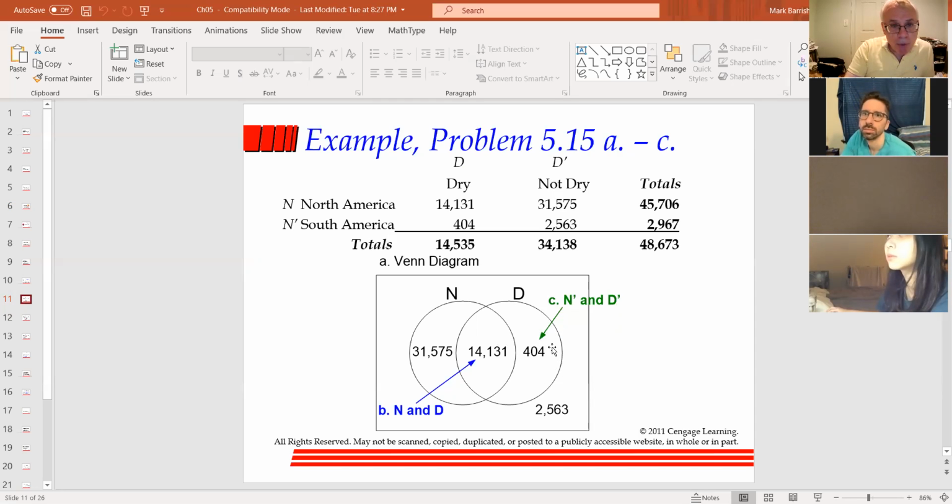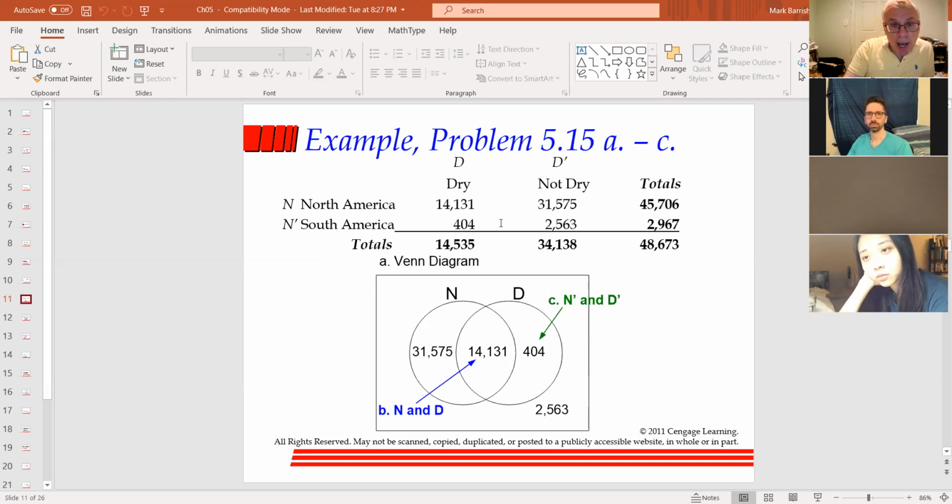The 404, of course, is representing what? It's representing D and not N. That's the 404. So we'll just go over it again. The 31,575, we can say is N, but not D, right? 14,131 is N and D, which is this number. 404 is not N and D. And the 2563 is not N, not D. So all four numbers are shown here, right? All four of these.